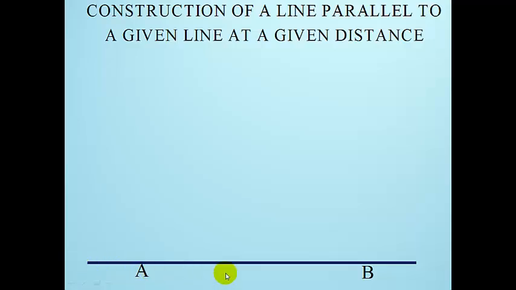Now you first draw your line AB. So A and B are two points on the straight line. So we have point A, we have point B. At a given distance, that means that the distance from the line AB to the parallel line you are going to draw will be given.